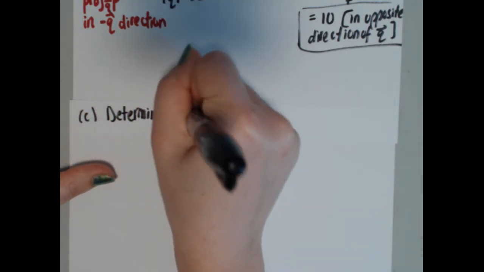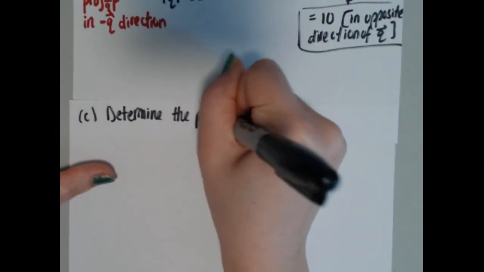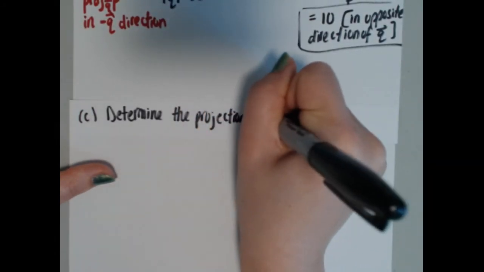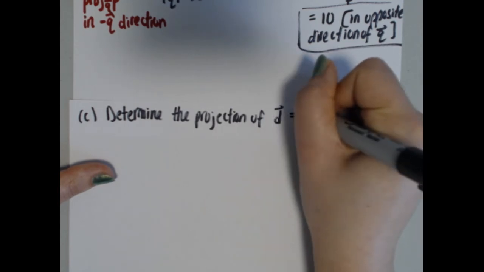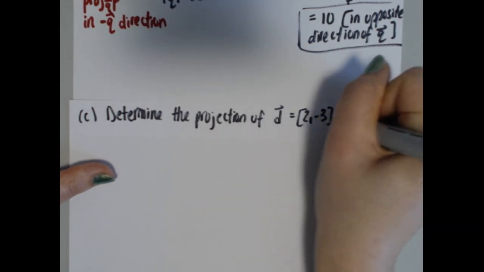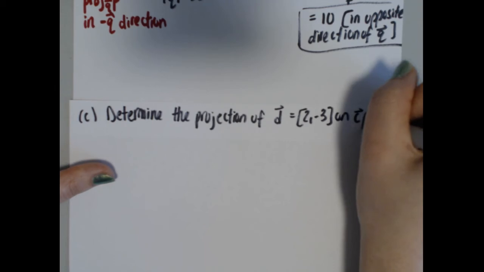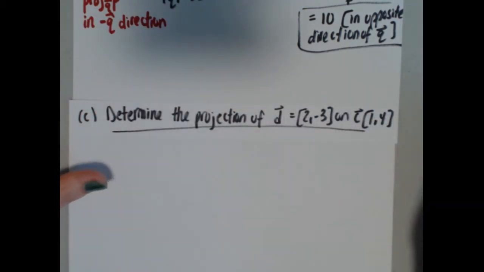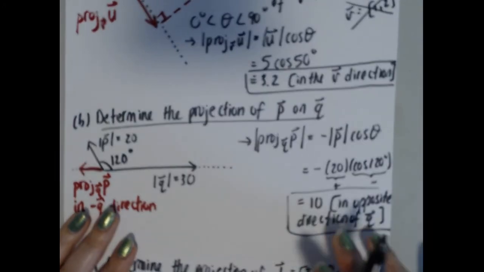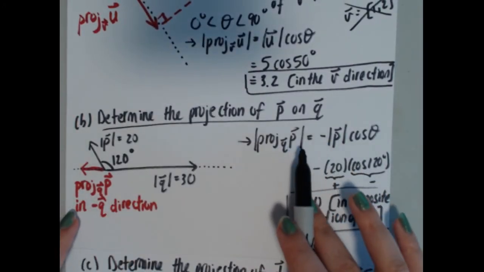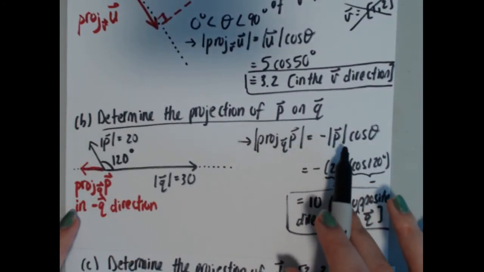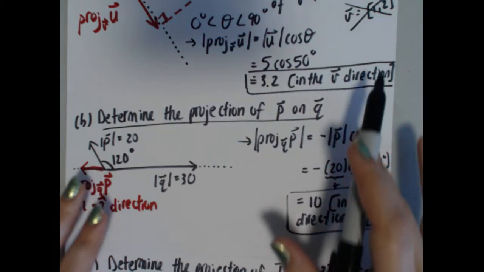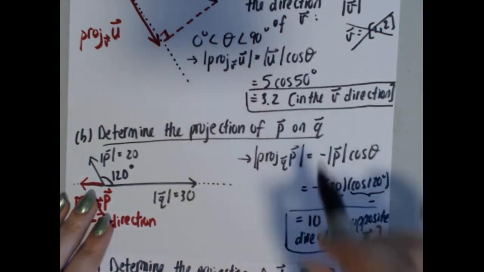Determine the projection of D, which is 2, negative 3, on C, which is 1, 4. So this problem is a little different than the other ones that we've seen. So far we've been given the magnitudes and we've been given the angle, and we've consistently used the same kind of formula, right? So here the projection is equal to the hypotenuse of that triangle, magnitude times cosine of the angle. And we did the same thing up here as well in the earlier example.